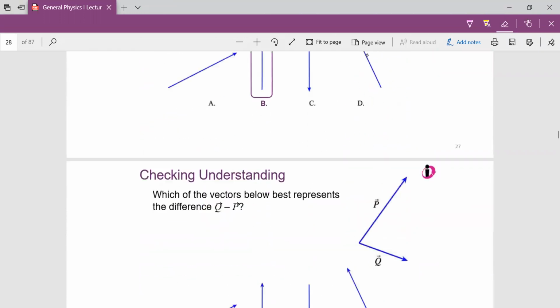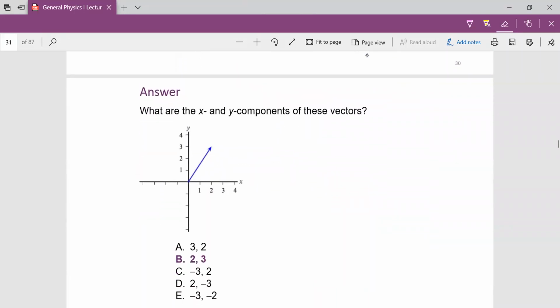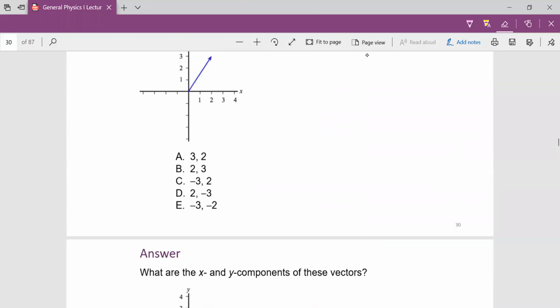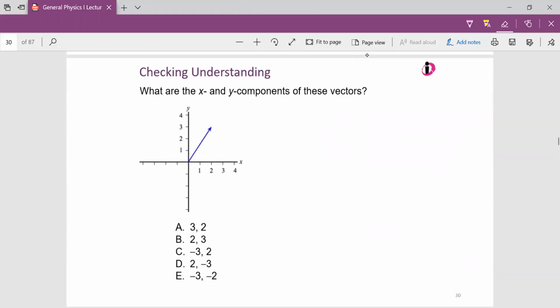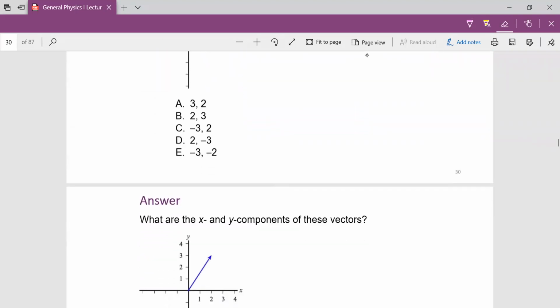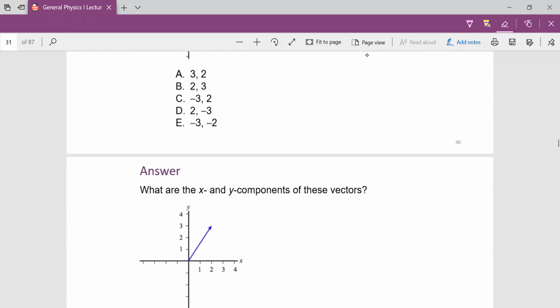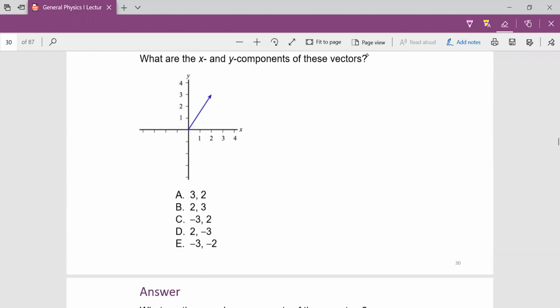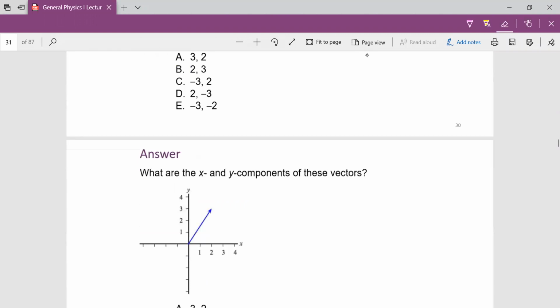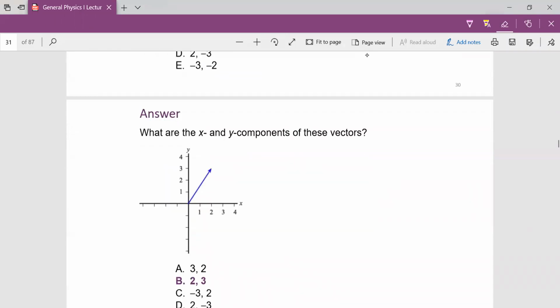Okay. All right. So we have so many other practice examples. Let's quickly go to this one. What are the x and y components of the vector? X first before y, okay? So x, 1, 2, 3, y, 1, 2. X, 2, 3. Okay.